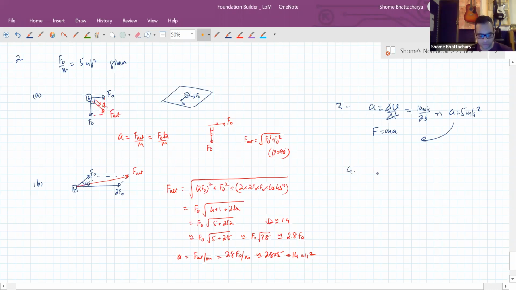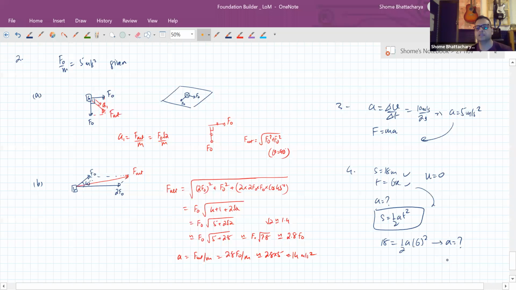Similarly, in the fourth one, it is given that it travels a displacement of 18 meters in time 6 seconds. So you find the acceleration using this relation, that initial velocity was 0. So s is equal to half a t square. Substitute these two things here: 18 is equal to half a into 6 square. From this you get the acceleration, and then you use F is equal to ma again. So these are basic questions on this.